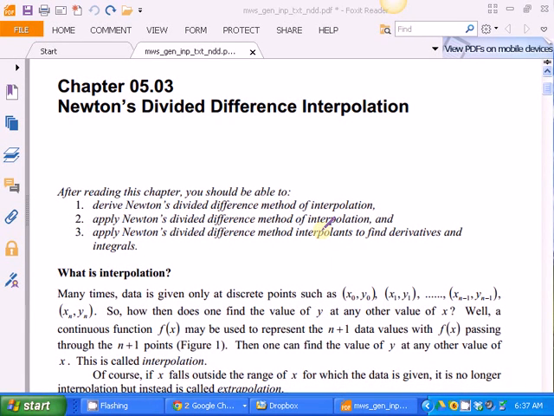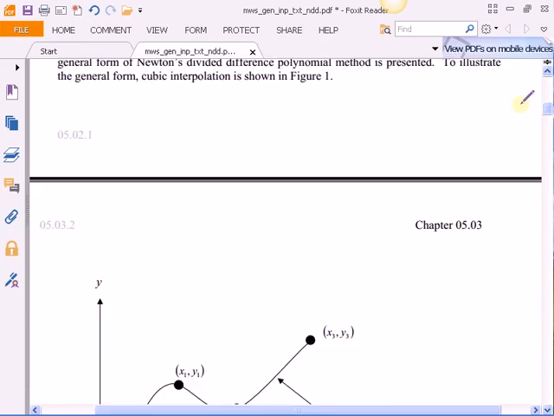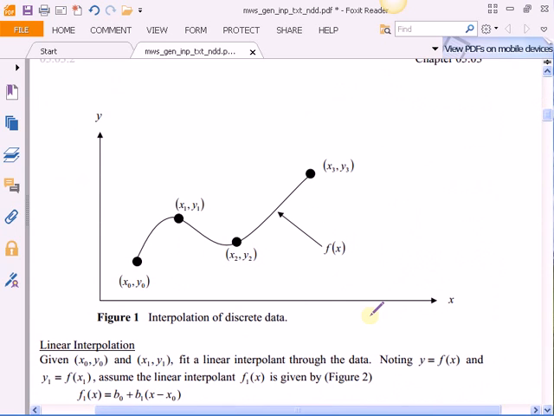Okay, in this video we're going to talk about Newton's divided difference method for interpolation. What is interpolation? Well, there's a figure down here that shows pretty well what it is. Sometimes you are given a discrete set of data, y as a function of x. For instance, one common variable that is a dependent variable is time.